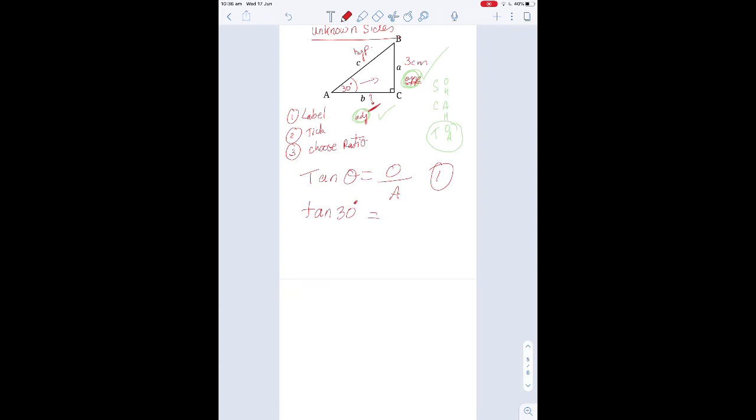Do I have an opposite? Yes, I do. I have 3 centimeters. Do I have an adjacent? No, but I definitely need to find it. So I put B there. Now because B is at the bottom, all I need to do is something called a swap. And that's it. I use my calculator for the rest and I'm done.